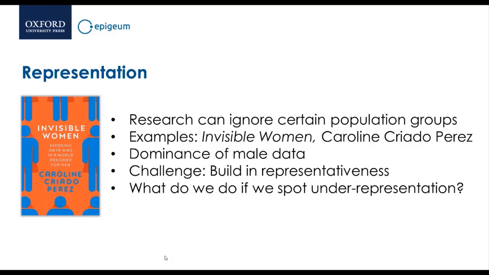Obviously, if your research is focusing on one group, then it's not going to be more generalizable to the wider population anyway. But the questions that we need to be asking are about how do we ensure that all of the social science research that we're carrying out covers the wider population and that we're not neglecting key groups that are very important in this.